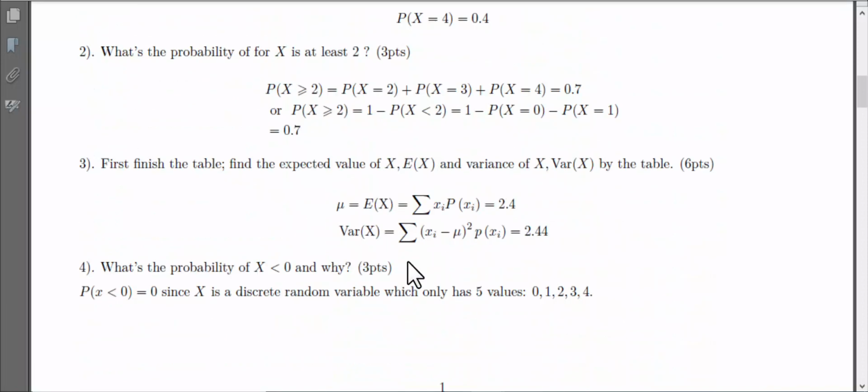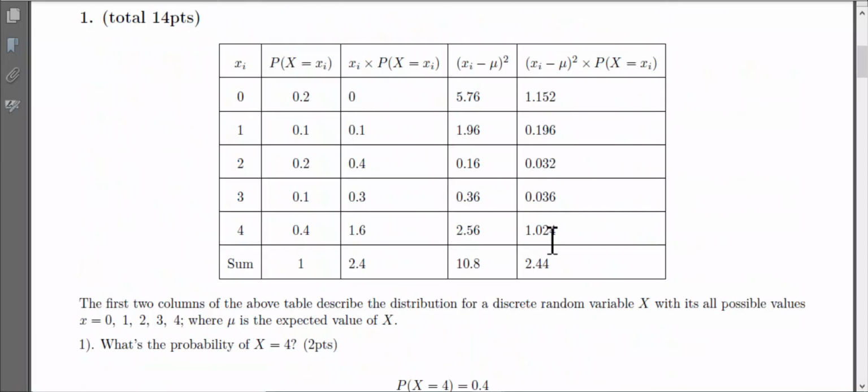How about the variance? Variance is much more complicated. First we have to figure out the squared deviation, and then use the probability as the weights for the so-called weighted average, right? We already know mu is 2.4. So the squared deviation (xi minus mu) squared is, for this case, 0 minus 2.4, and then square it. That's how you get this number. And then 1 minus 2.4, you square it, you get this number. 2, 3, and 4 do the same thing. That's how we get this column.